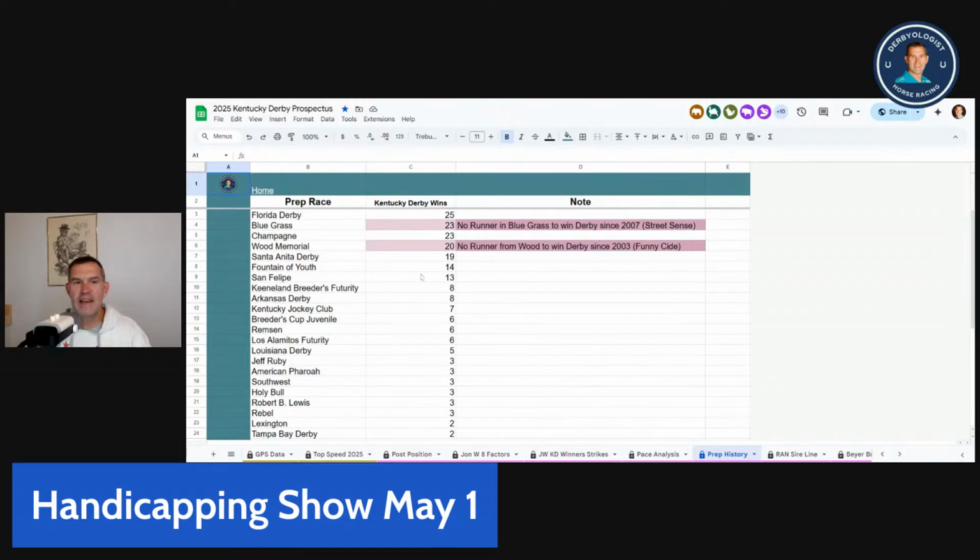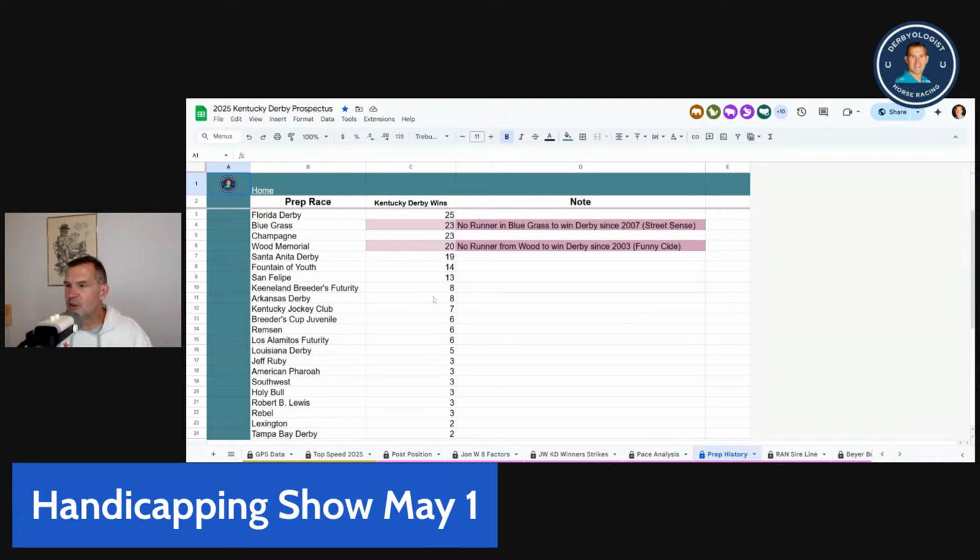This shows you the Kentucky Derby prep race, and then the number of Kentucky Derby winners that have ran in that race, not the number of times. So this tells me 25 horses that have ran in the Florida Derby have won the Kentucky Derby. 23 horses that have ran in the Bluegrass race have won the Kentucky Derby. Now, remember, the Florida Derby and Bluegrass have been around for a while. And then it's more important for the 3-year-old races and not the 2-year-old races, just because those horses tend to get hurt a little bit more.